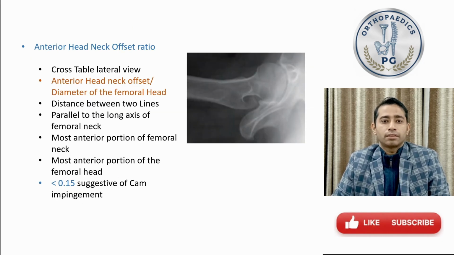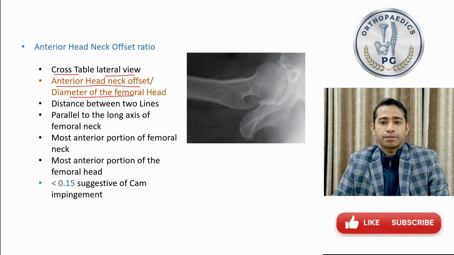The second parameter is the anterior head-neck offset ratio. So this is seen in the cross table lateral view. It is calculated by dividing the anterior head-neck offset by the diameter of the femoral head. So how do we get this anterior head-neck offset?